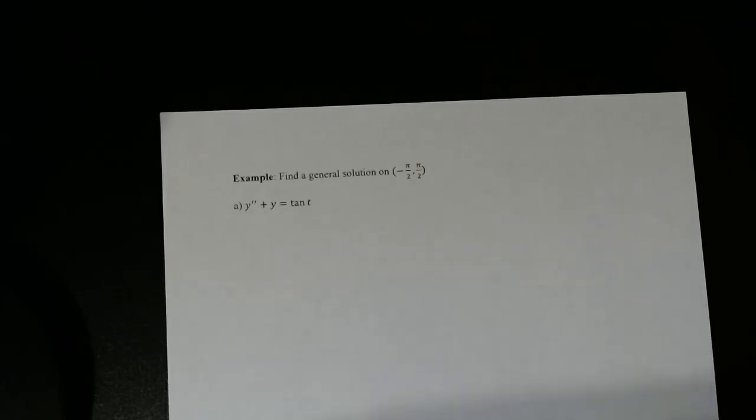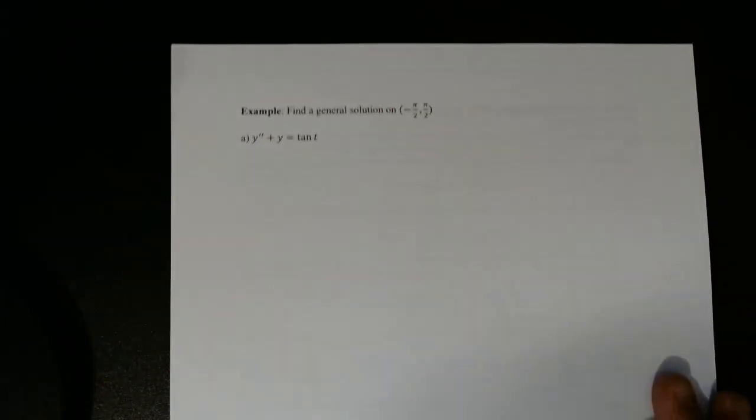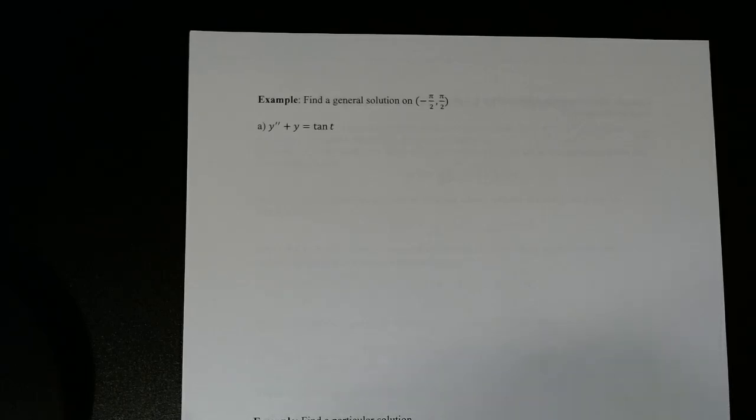So let's try a couple of examples out. For the first one, we want to find the general solution within the interval from negative pi over 2 to pi over 2. Because we want the general solution, unfortunately we have to do the long way, meaning we have to find our homogeneous part and then plug it in.